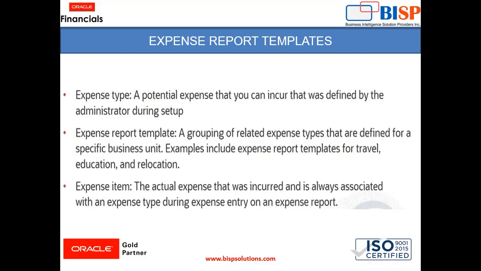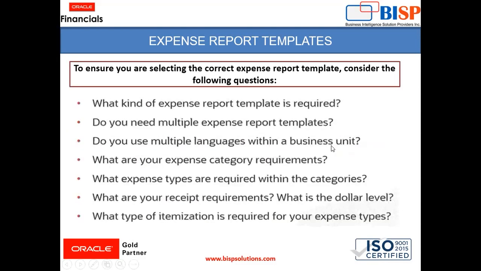Then the next term is expense item: the actual expense that was incurred, which is always associated with an expense type during expense entry on an expense report. So when you create an expense report, you can see all this. While creating expense report templates also, you can see all these terms there, like expense type and expense item. Fine.